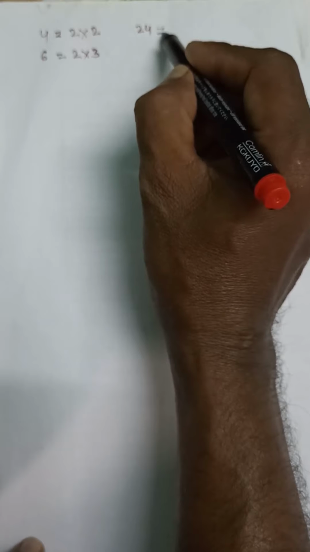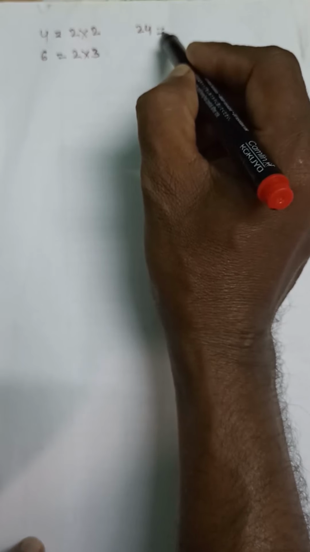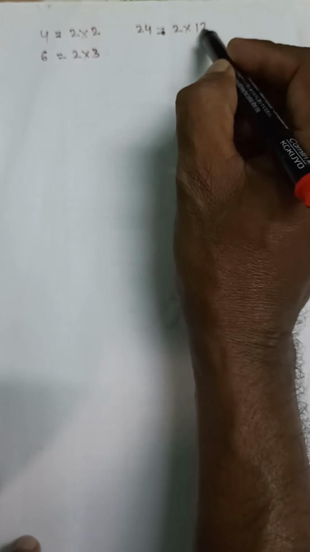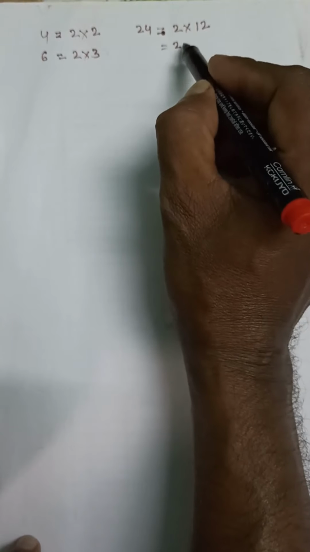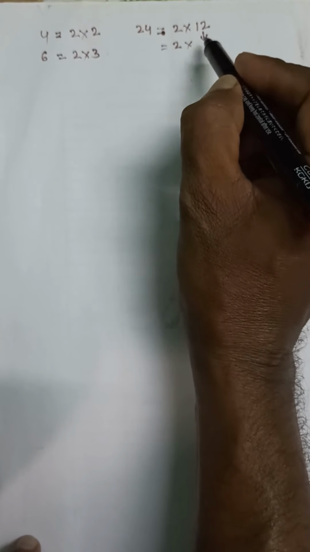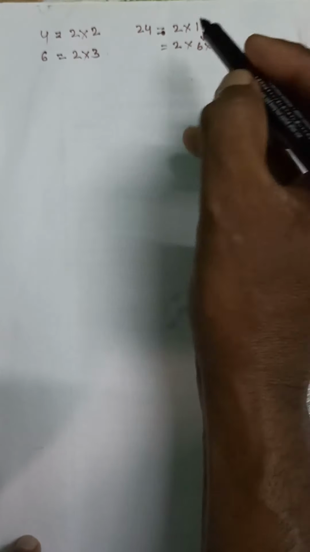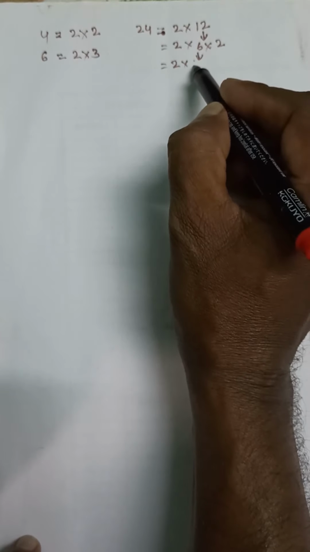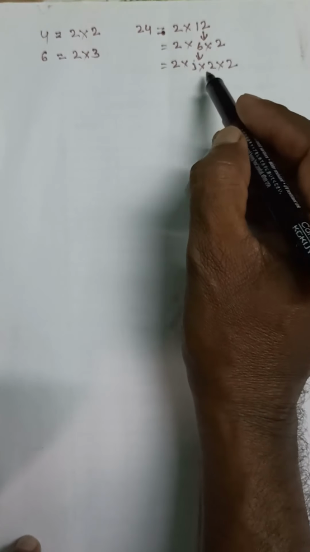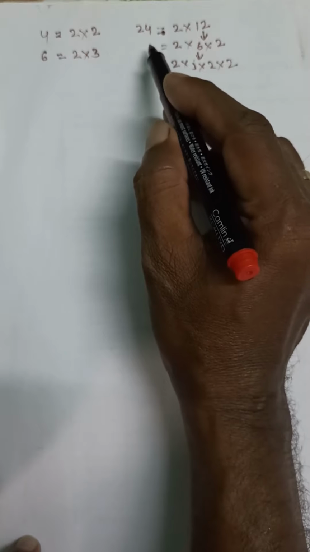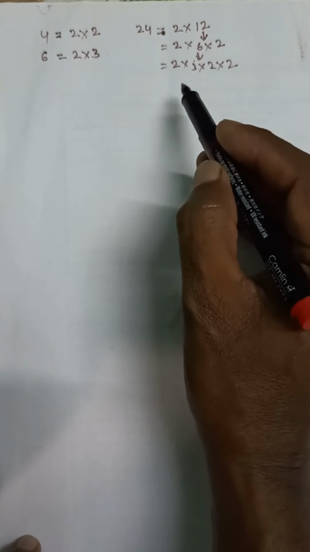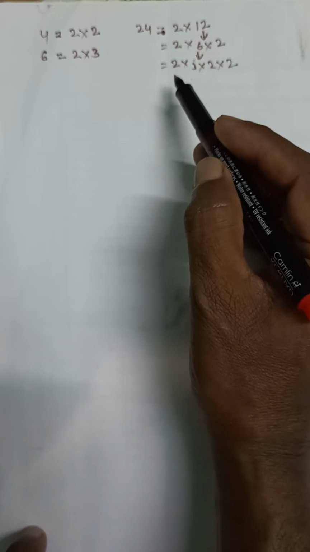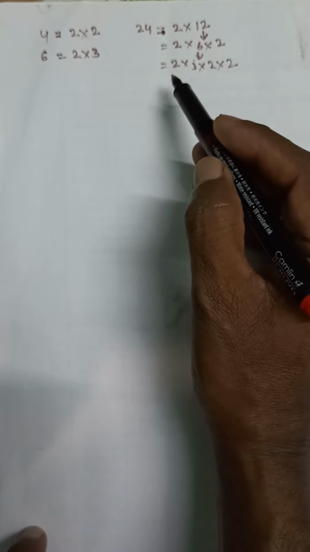A composite number can be factorized, or we can write it in product form, that is 2 into 12. Again, this 12 can be written as 6 into 2, and this 6 can be written as 3 into 2 into 2. So these are the prime factors of 24. So 24 is a composite number, and a composite number can be written as the product of primes.